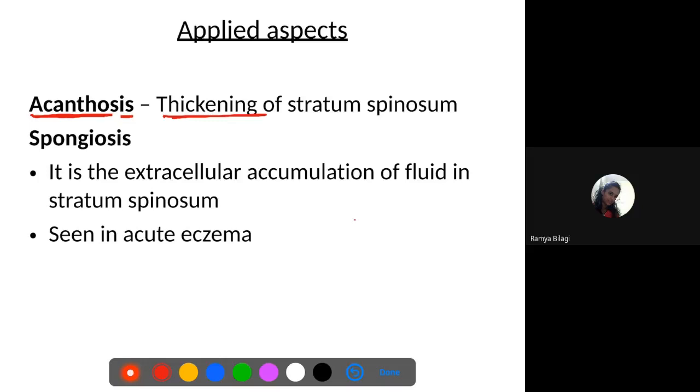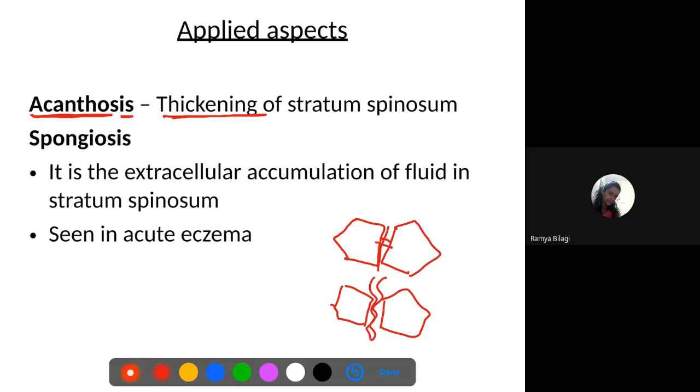So now there were keratinocytes. If there is any damage to desmosome, they become loose and there will be intercellular fluid accumulation. This is called spongiosis, and it is seen in a condition called acute eczema.